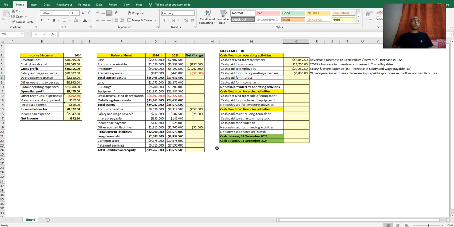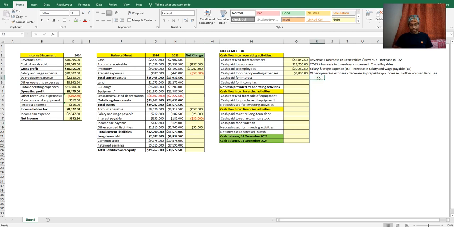Cash paid for interest. This is basically interest expense adjusted for the change in interest payable. So we have to see whether interest payable has increased or decreased. So this is equal to 155 minus 185. Interest payable has decreased. So we have to add it to the interest expense in the income statement.